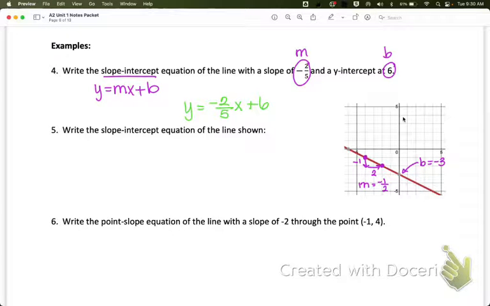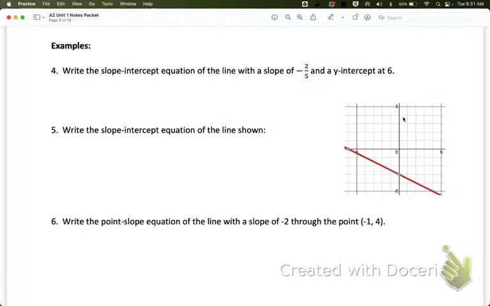So there's all of our pieces. y equals -1/2 x minus 3, because it's -3. There's our equation. So the last 3 examples is where it gets just a little bit trickier.